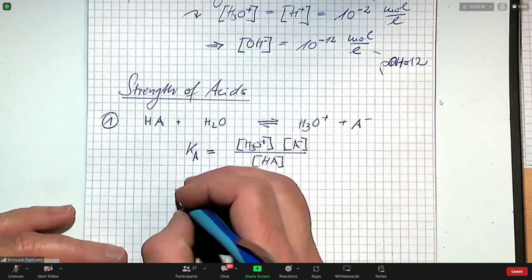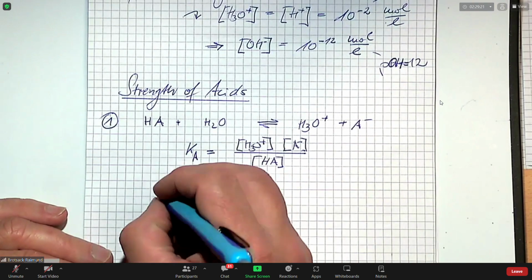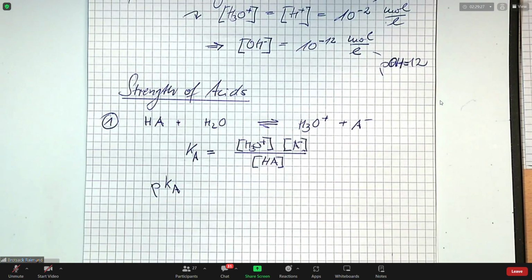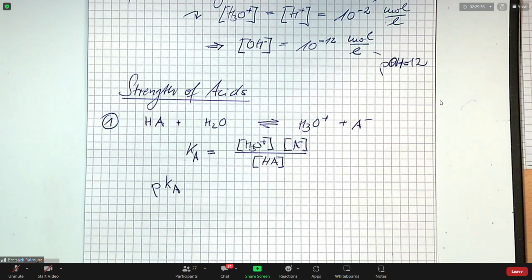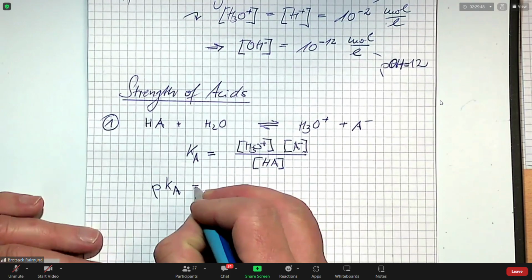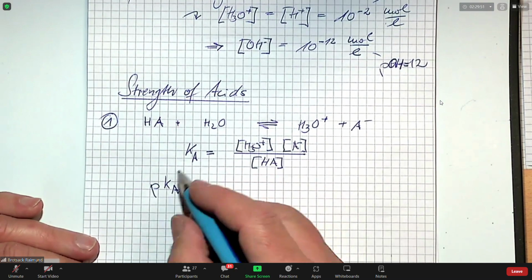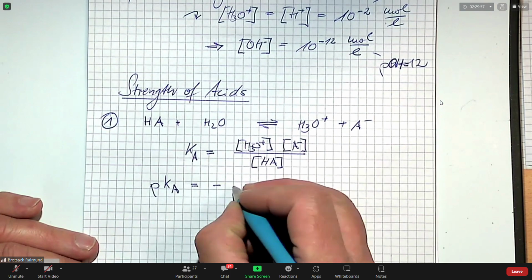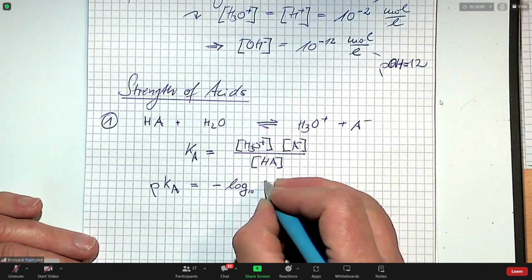Now we use another parameter, we call it pKa. What do you think is the pKa? No, not pressure. We come to pH, pOH, and now pKa. It's related to the strength of an acid, and the mathematical definition is similar to pH: minus log to the base of 10 of Ka.